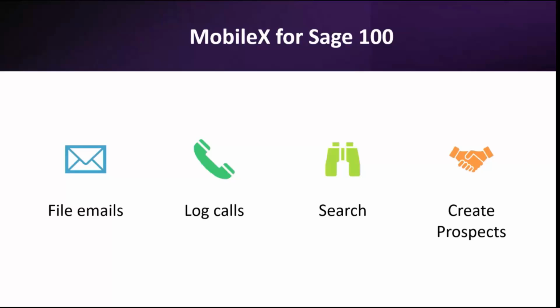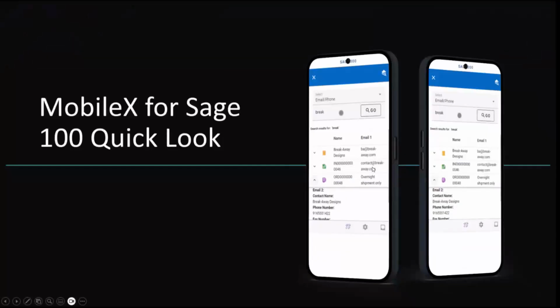There's search functionality. So if, for example, you're on site and you want to be able to look up stock availability, you can do that with MobileX for Sage 100. It's a snapshot of the data. It's not live. You're not updating Sage 100. So you don't actually need a Sage 100 login for this. And you can also create prospects. So there's 3 elements of CRM, if you like, without Sage CRM or any other CRM solution. But the big ability really is to be able to search on it. So we'll have a quick look at that.